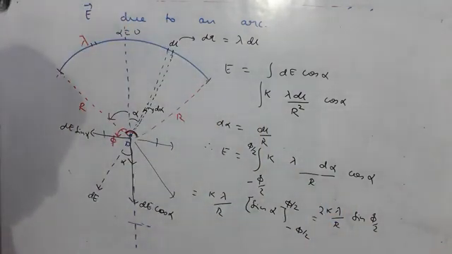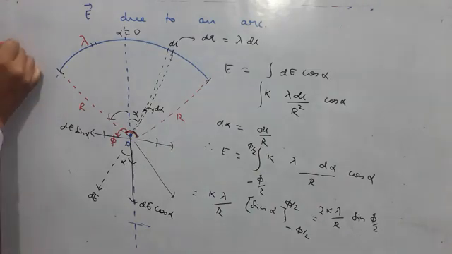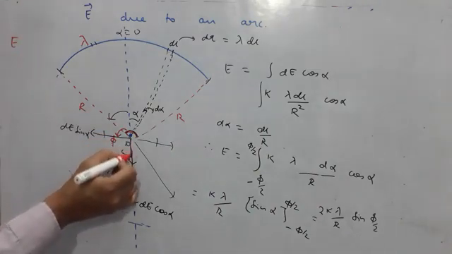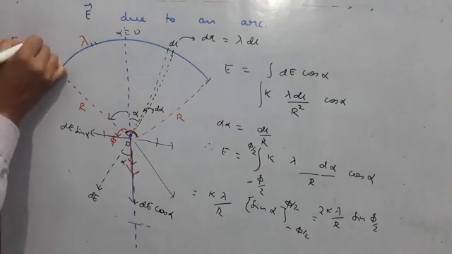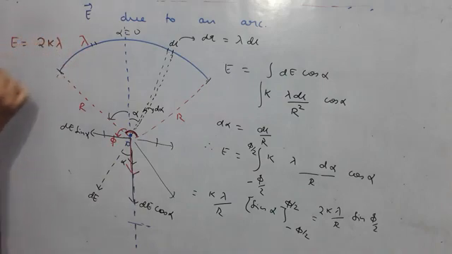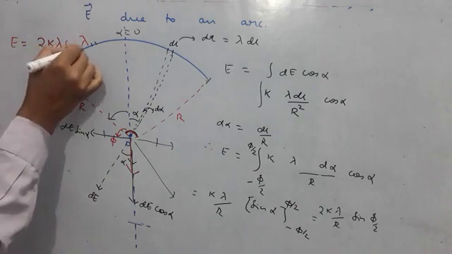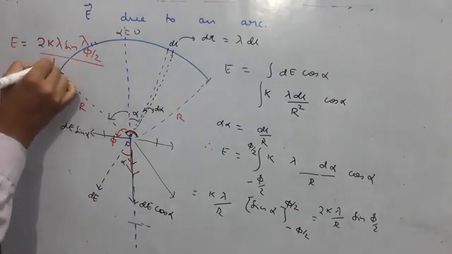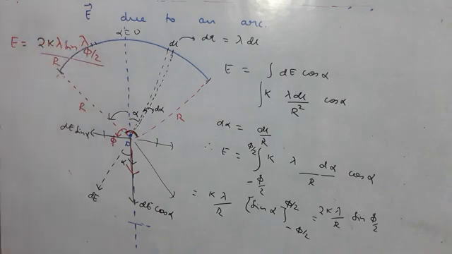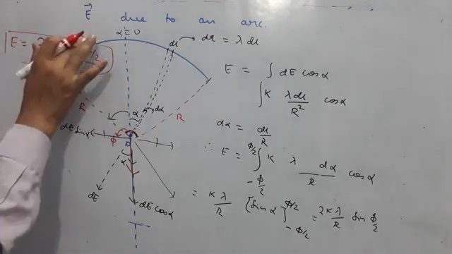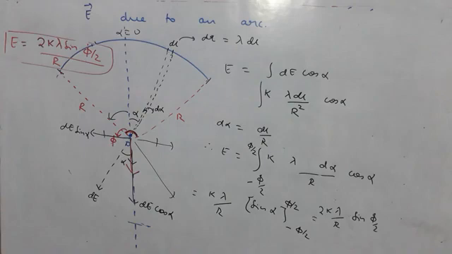So please remember this particular relation also, that the electric field at this point will be in this particular direction, and its value will be 2k lambda times sin phi by 2 divided by r. This k, you should remember students, is nothing but 1 upon 4 pi epsilon naught. So this was very important.